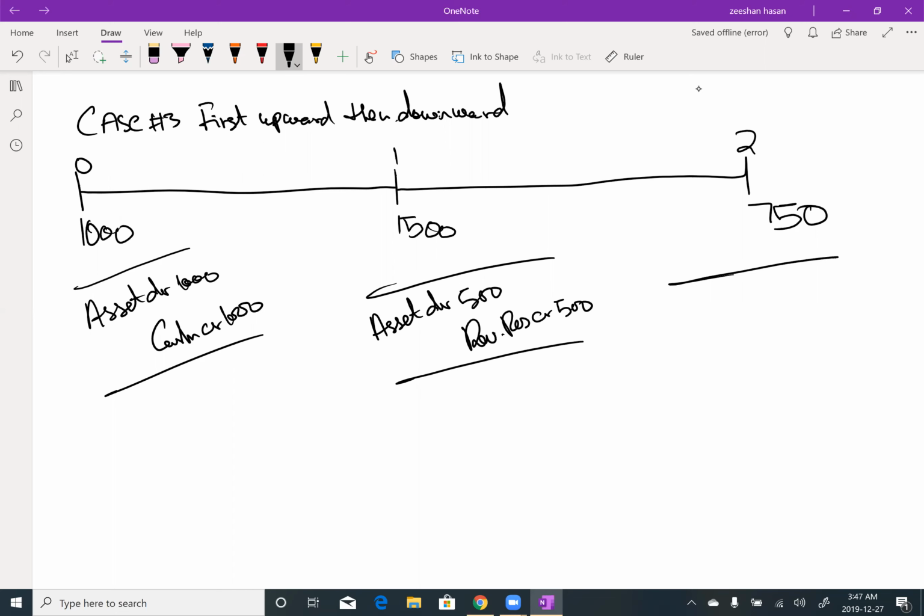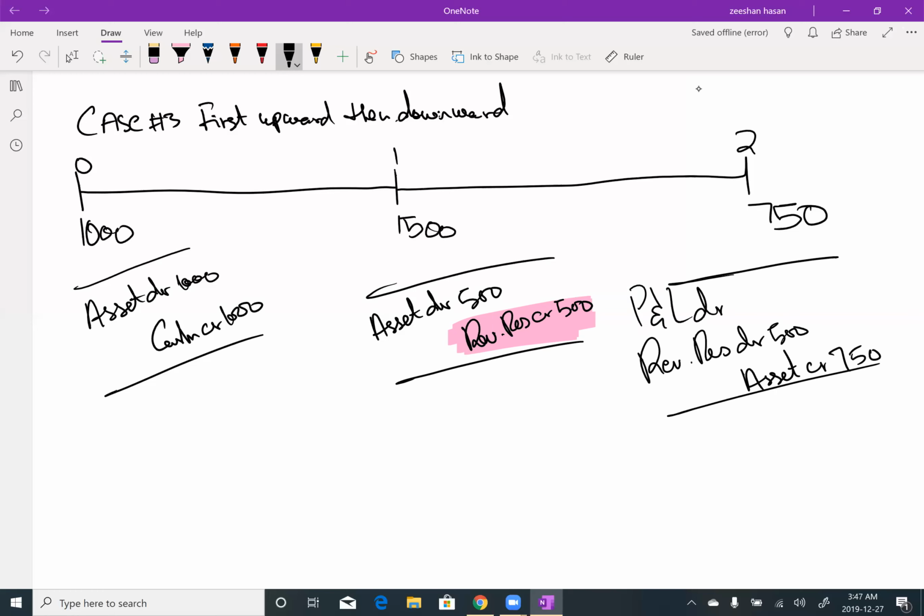Then the value goes down by 750, so asset credit 750. See over here, till now we have recognized the gain of 500 in revaluation reserve, so we will reverse it: revaluation reserve debit 500. Now how much is left? 250 left, which will be recognized in P&L debit 250.